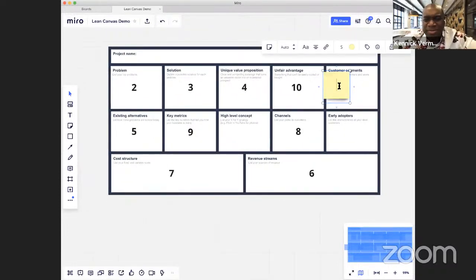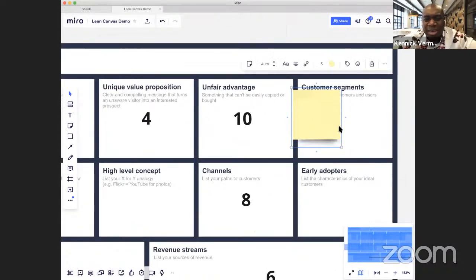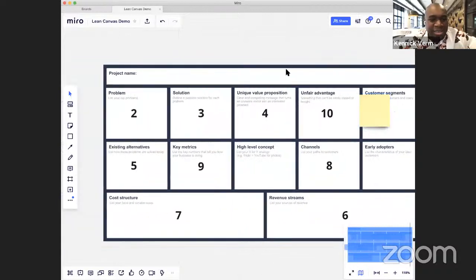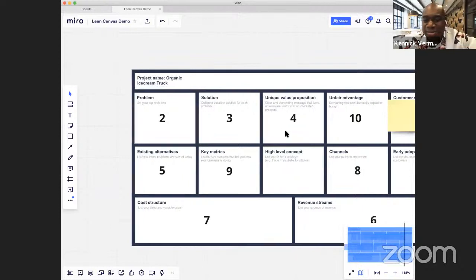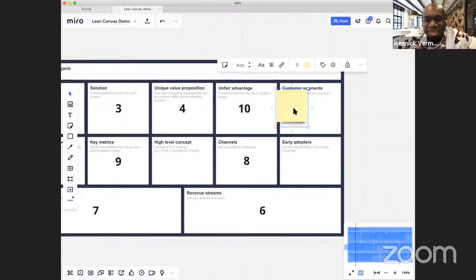But let's start with an organic ice cream truck business. So let's say I want to create an organic ice cream truck business, and I think that this is a great business idea. So let's call it organic ice cream truck. Very unique name. So let's go to our customer segments.